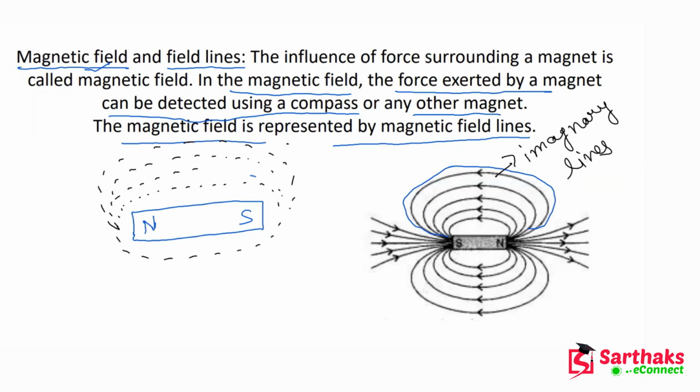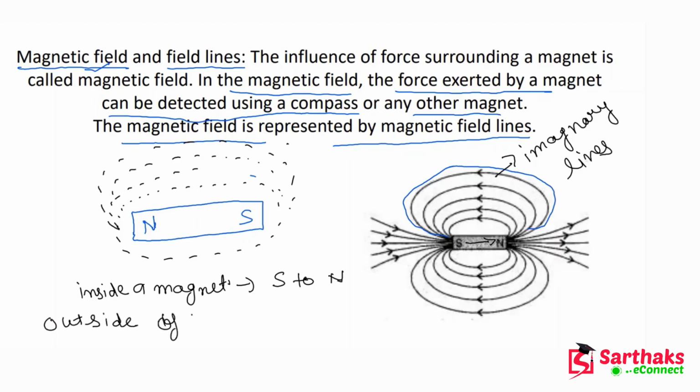But inside a magnet it is going from south to north. You have to remember this: inside a magnet, the direction of magnetic field lines is south to north, but outside of the magnet, it will be north to south. So this question can be asked.